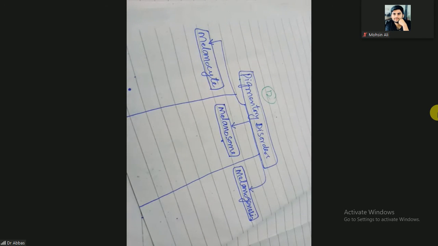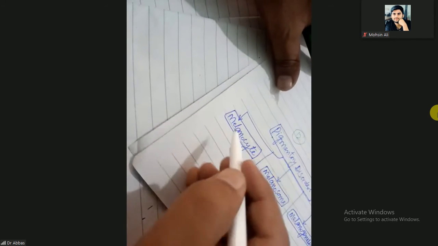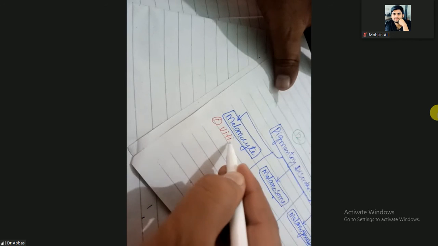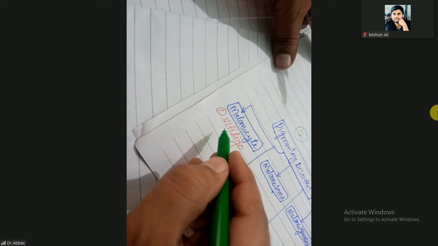So what are the disorders due to the melanocytes? There is an autoimmune disease that can destroy the total number of the melanocytes, so melanocytes are not present. That is known as vitiligo. In vitiligo, antibodies are produced against the melanocytes and destroy all of them. Then, due to the absence of melanocytes, the color of the skin will be white.